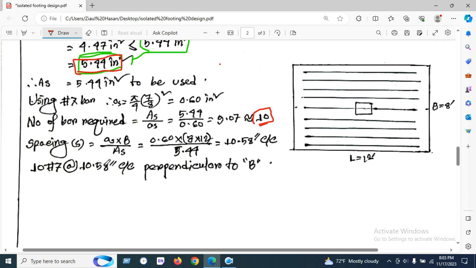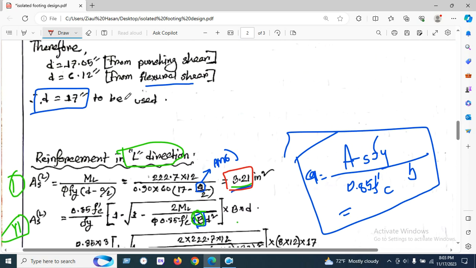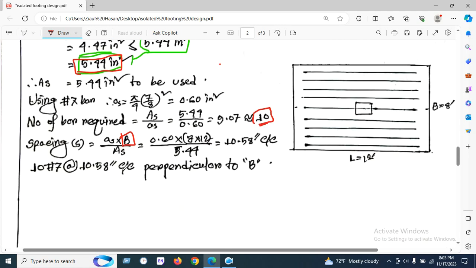So the spacing will be equal to B. Note that the B we have used when we found the value for the L direction. On the other hand, when we use the B direction, we will use L. So the value will be B, 8 feet into 12, minus the bar cover, divided by 0.60 bar area, and we have found 10.58 inch square center by center.